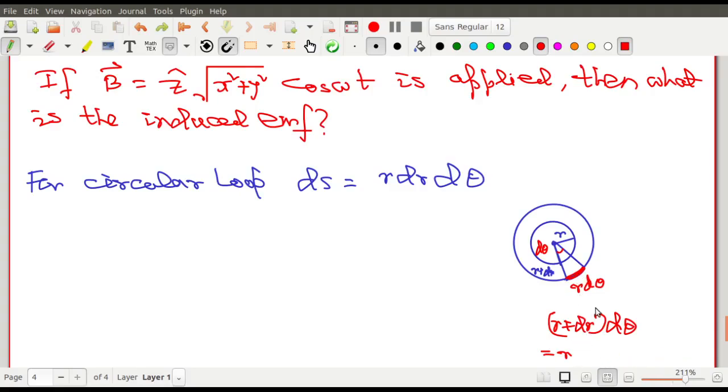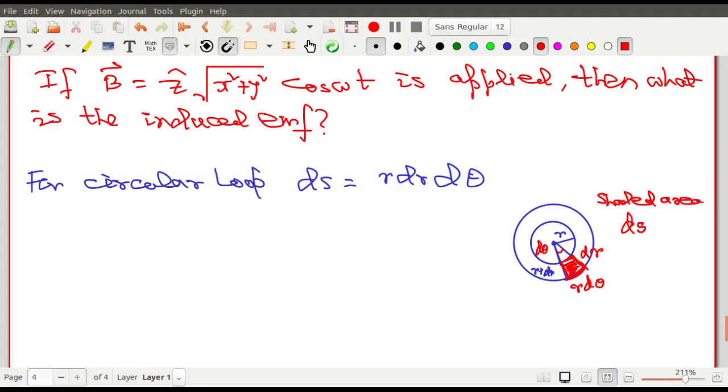So this red shaded region is r d theta. And what about this shade? This shade is nothing but dr. So what is the area of this region? What will be the area of this region? So this will be simple. Simply the area will be ds, meaning the shaded region.